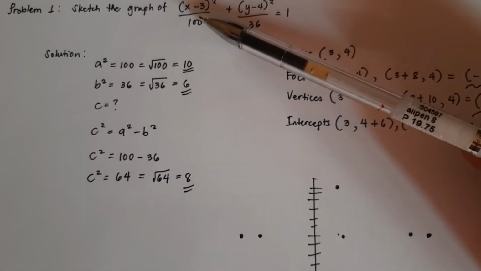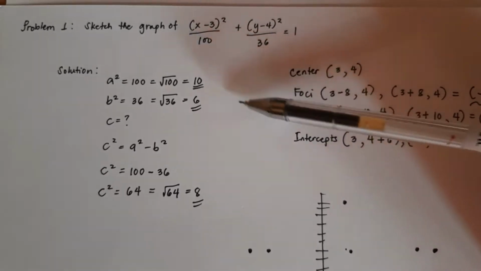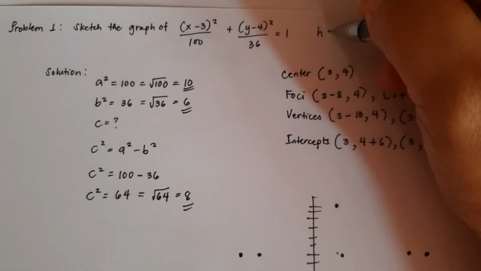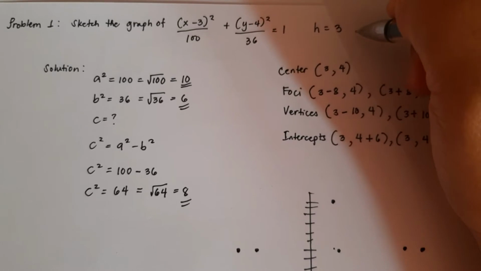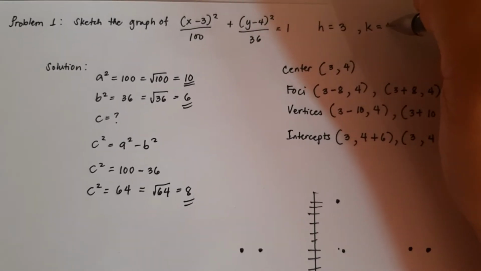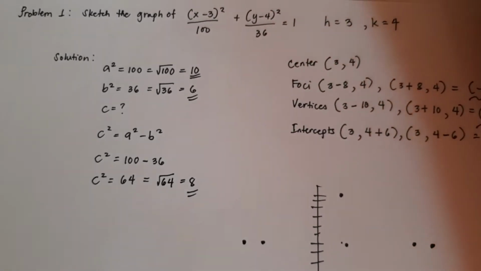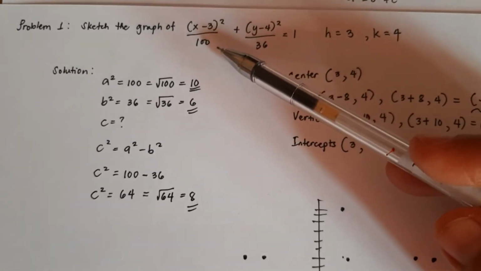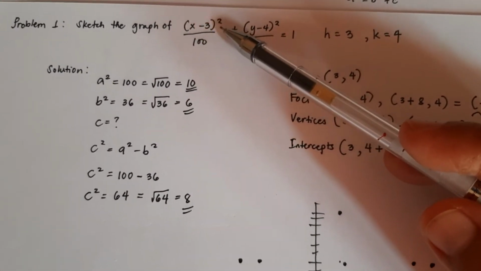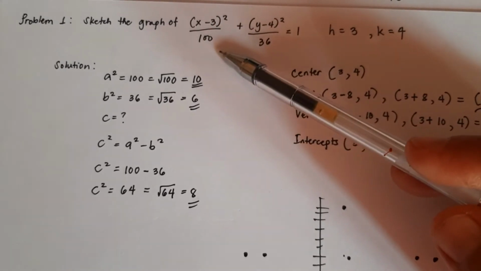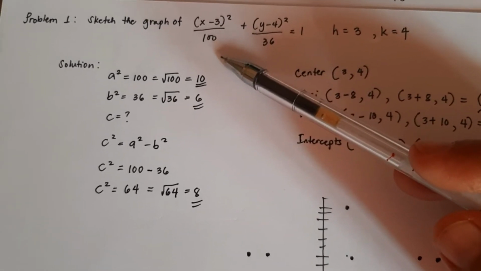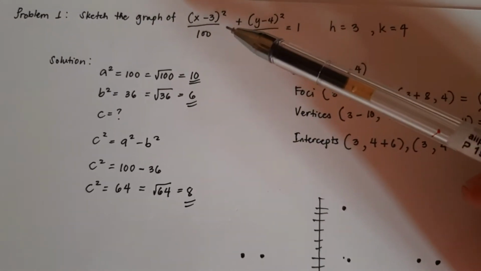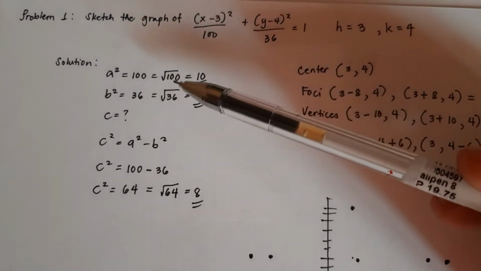So since you have (x minus 3) squared, so therefore, ang h mo ay equal sa positive 3. Ang k mo ay equal sa positive 4. So since mas mataas ang nasa denominator ng (x minus 3) squared, which is 100, so therefore, the major axis would be the x-axis. So, let us find the values of A, B, and C.